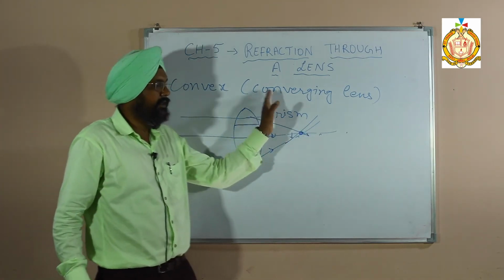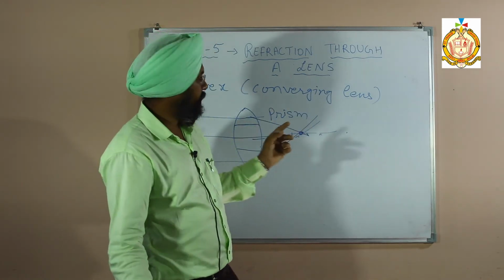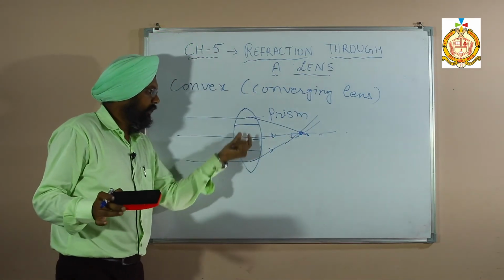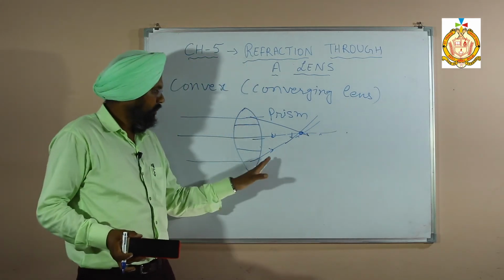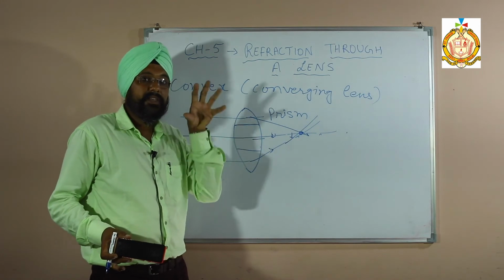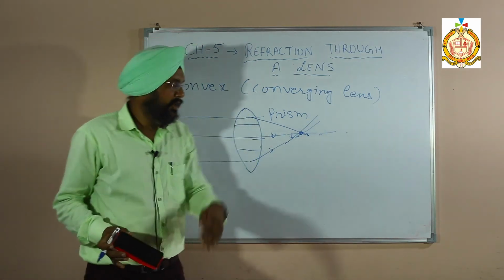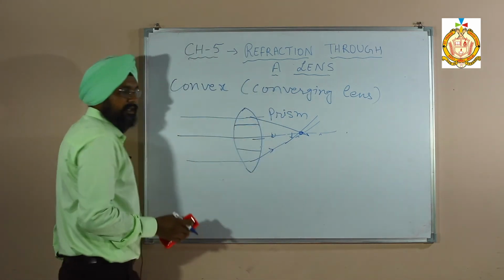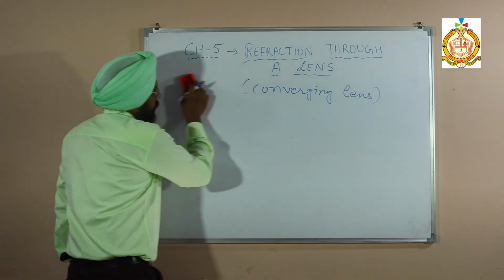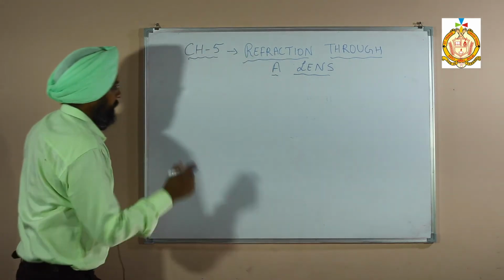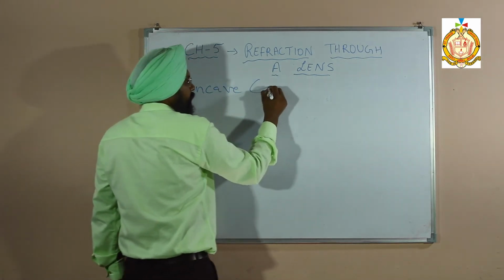So this is called a converging lens. It converges the rays because of these two prisms, one with its base downward and another with its base upward. A prism always bends the rays toward the base side. So it is called a converging lens. Clear? Next one, we have the concave lens. What is another name of the concave lens?